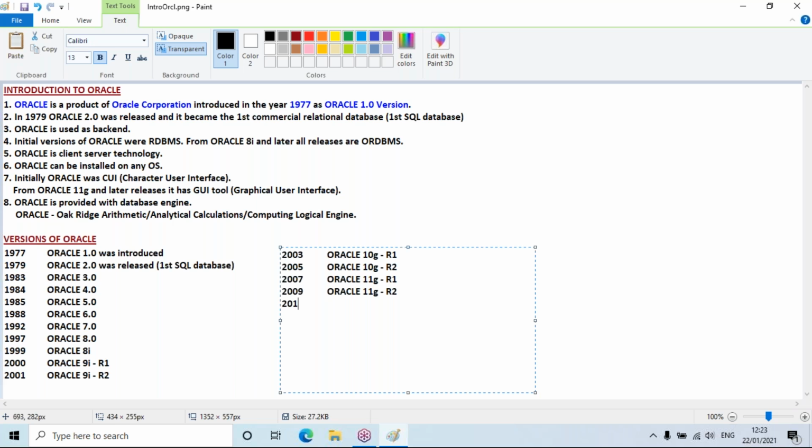Then remember, in 2013, there was again a drastic change in Oracle software, where they introduced cloud computing in database. 2016, they came up with Oracle 12C release 2. Then 2018, they came up with Oracle 18C. 2019, they came up with Oracle 19C. These are your different versions.